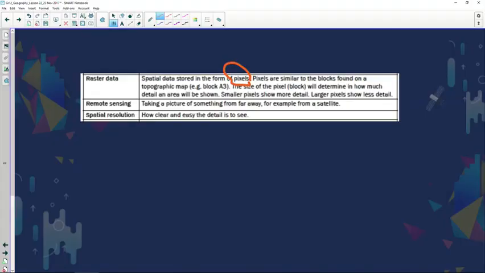So pixels are very similar to the blocks found on a topographic map. The size of the pixel block will determine how much detail an area will be shown. Smaller pixels show more detail. Larger pixels show less detail. Now, if you look at your camera, if you zoom in, you will start seeing the small little blocks. So that means the quality of the picture is not that great. The smaller the pixels, the clearer the image.